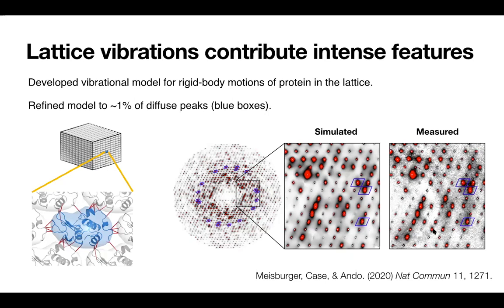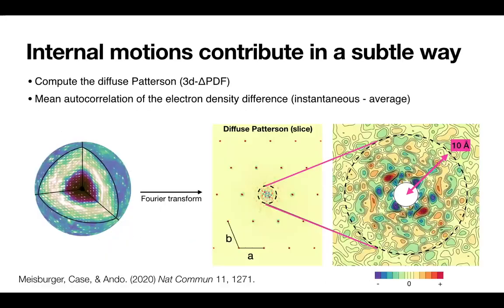Now, what we didn't expect was that the model also predicted a lot of cloudy diffuse scattering between the Bragg peaks. I said earlier that this cloudy pattern is related to short range correlations, and people had naively assumed that it would be dominated by internal motions of the protein. But here we're saying, no, these rigid body motions also contribute a cloudy pattern. And actually, it's pretty similar to the cloudy pattern we see in the measured data. Okay, so that was a little worrying. Is rigid body motion responsible for all of the diffuse scattering that we see?